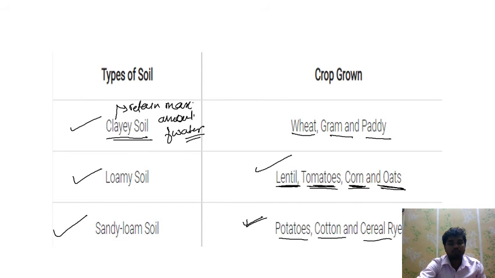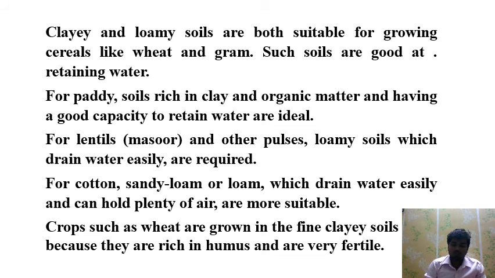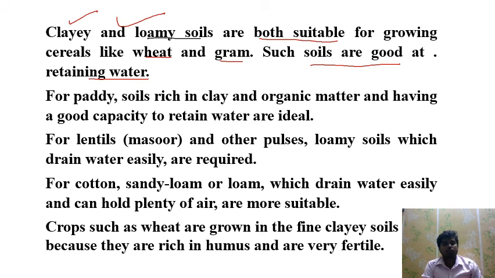Okay, so moving further. Now there are a few points over here. We are going to read these points. Clayey and loamy soils are both suitable for growing cereals like wheat and gram. Such soils are good at retaining water. For paddy, soils rich in clay and organic matter, having a good capacity to retain water, are ideal.